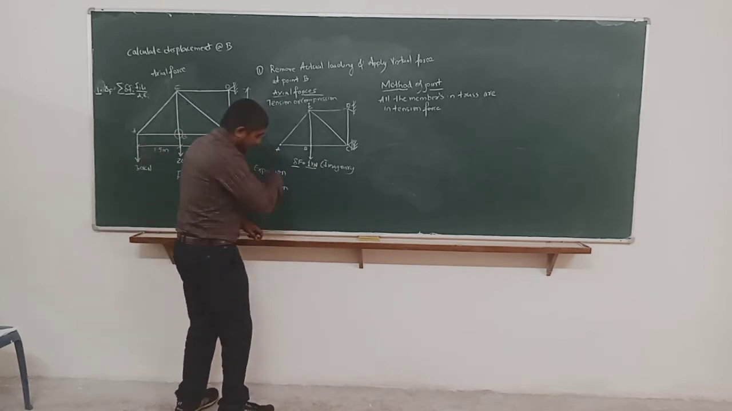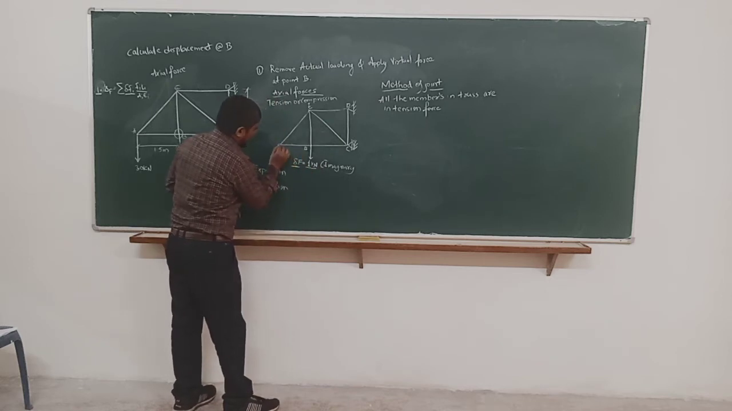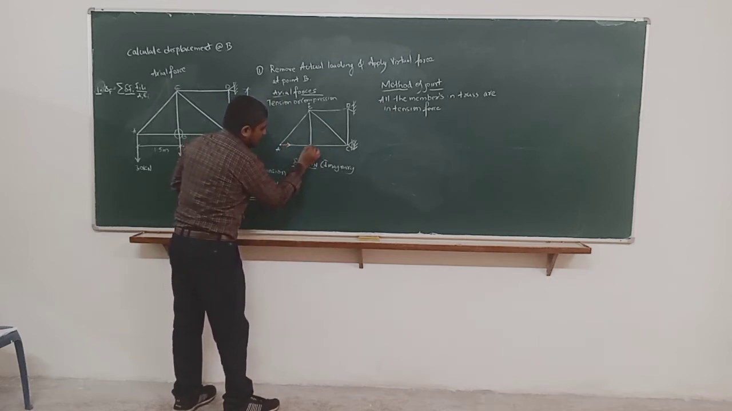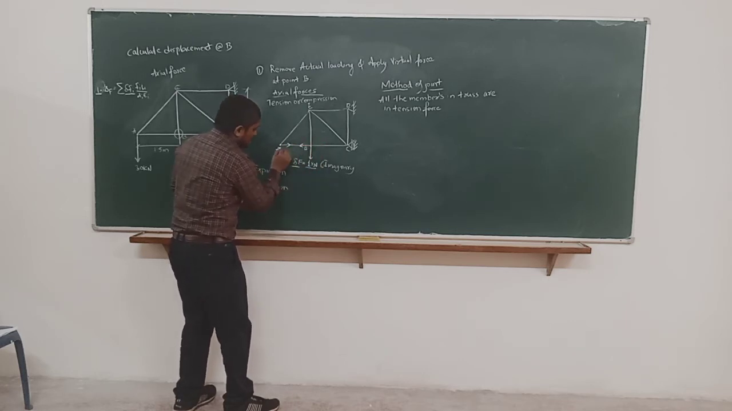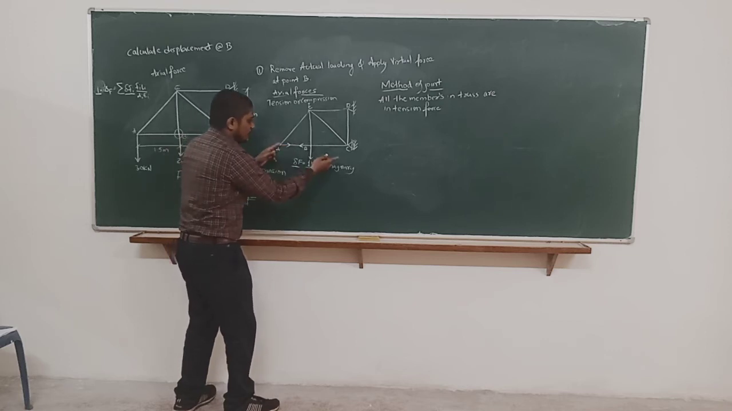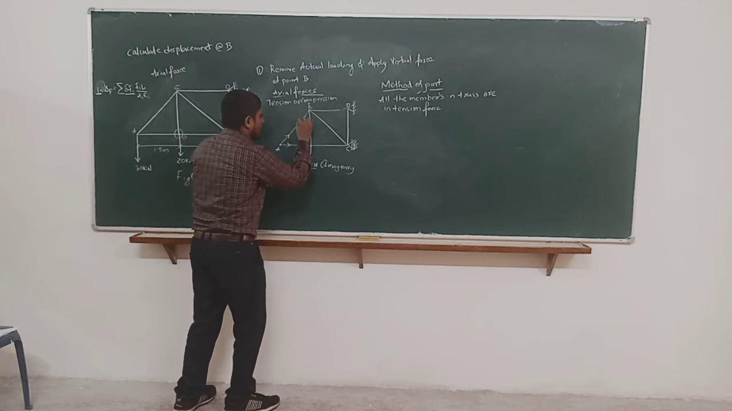Now next, I am assuming all the members are in tension. So away from the joint, away from the joint. But when you see it, it looks like it is going under compression. So students get confused in this. So just think of the joint. Away from the joint is tension, towards the joint is compression. So away from the joint, this is the arrow I am using.